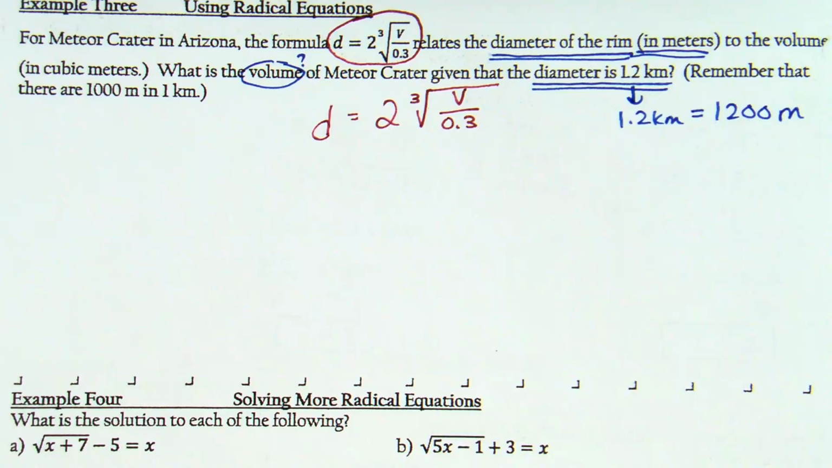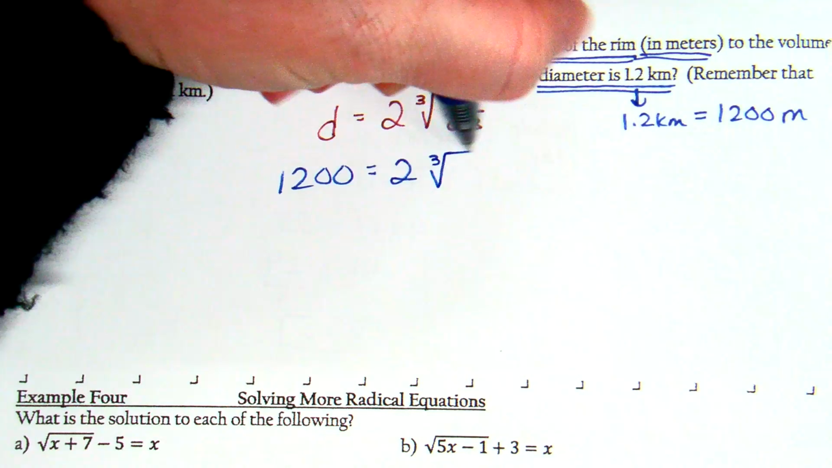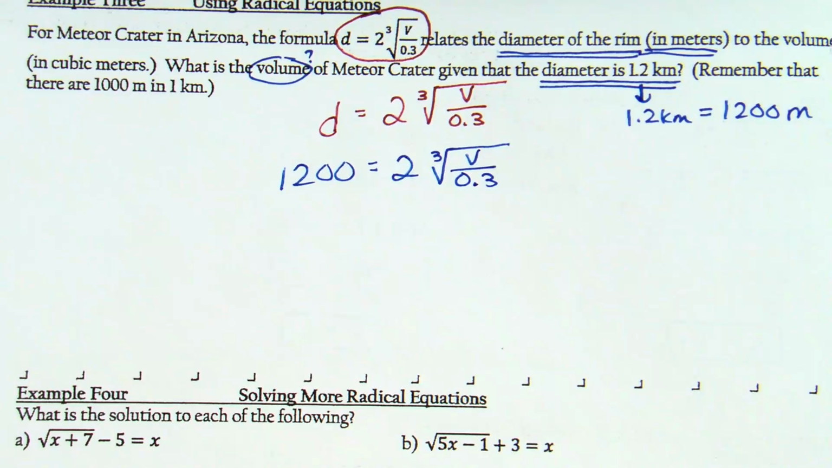Yes. This formula, is it square root or whatever? 2 times the cube root. Okay, thank you. So what are we going to do here? We're going to put 1,200 into our equation. So, 1,200 equals 2 times the cube root of V over 0.3. Okay, guys, use what we've been learning all day. How do we solve?